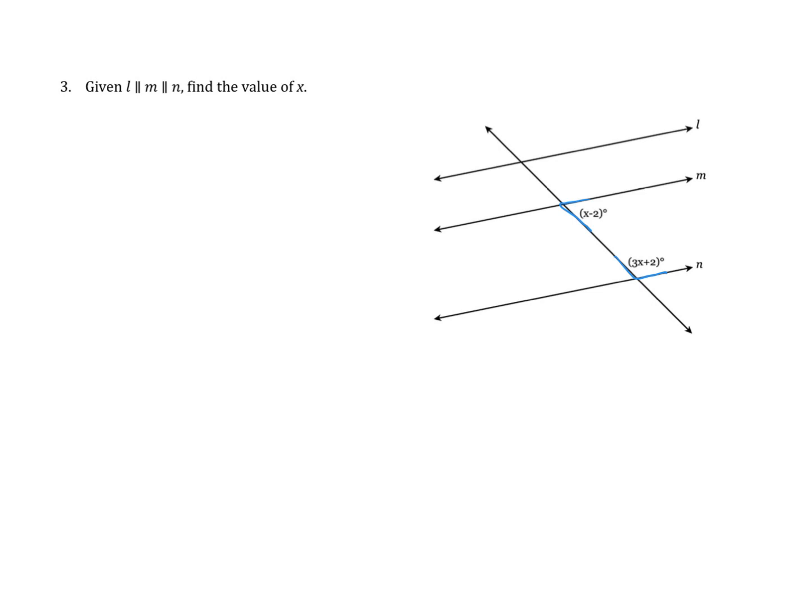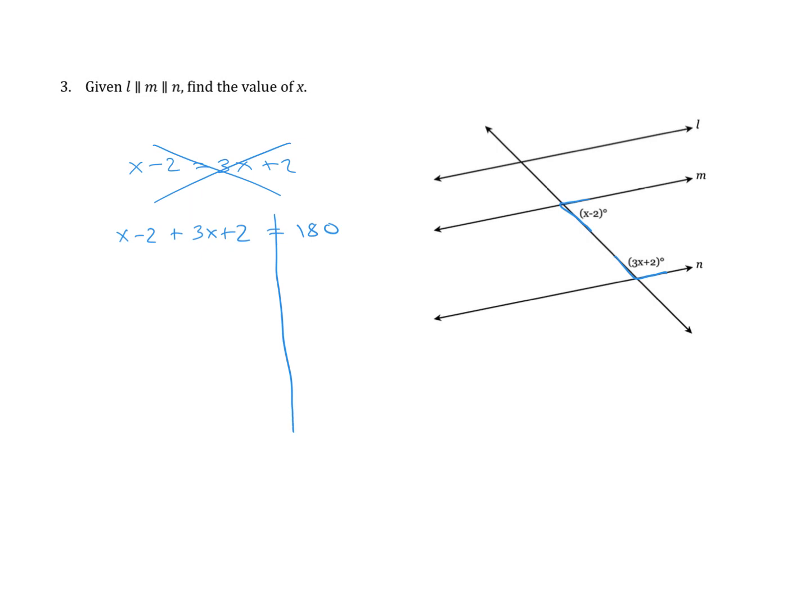So in this problem, I'm not going to set them equal to each other like I did in the last problem. I'm not going to do x minus 2 equals 3x plus 2. That's not going to work. Instead, I'm going to add them together and set it equal to 180. So I'm going to do x minus 2 plus 3x plus 2 equals 180. So I added those expressions together and set it equal to 180.